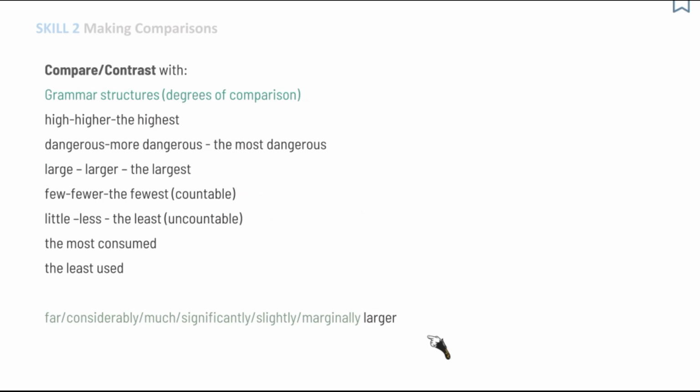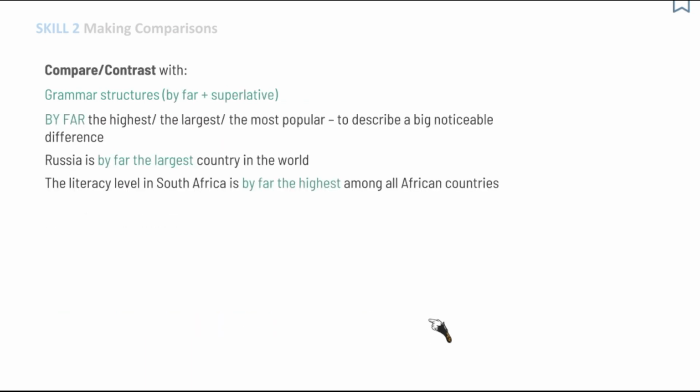We can also use words like far, considerably, much, significantly, to talk about a big difference. And to talk about a little difference, we can use the words slightly, marginally, inconsiderably. Another grammar structure that can be very useful for reports is using by far and a superlative. Superlative is words like the best, the biggest, the highest, the largest.